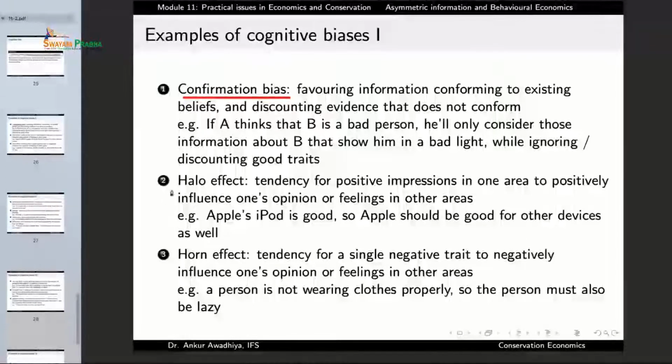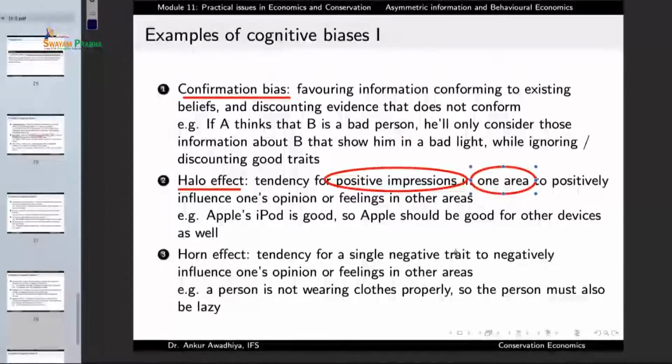Another is the halo effect, the tendency for positive impressions in one area to positively influence one's opinion or feelings in other areas. Example, Apple's iPod is good, so Apple should be good for other devices as well. Now, what is happening is that because somebody has a positive impression about something in one area, this person thinks that this is true for every other thing as well.